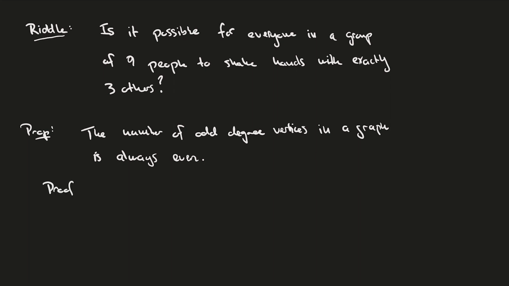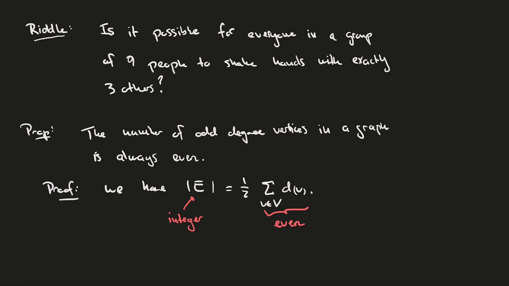The proof uses the degree sum formula we proved before. We have that the number of edges is equal to 1/2 over the sum of all the degrees in our graph. However, we also know that the number of edges has to be an integer. So we can't have half an edge, for example. This implies that the second quantity, the sum over all the degrees in our graph, has to be an even number.